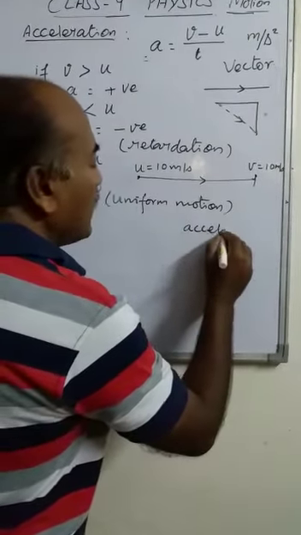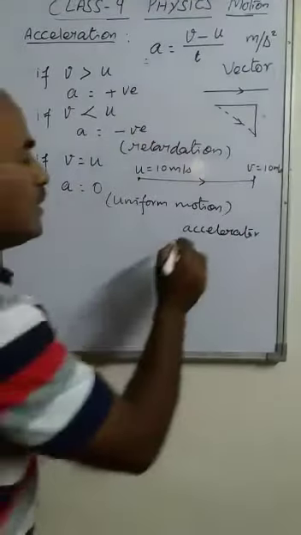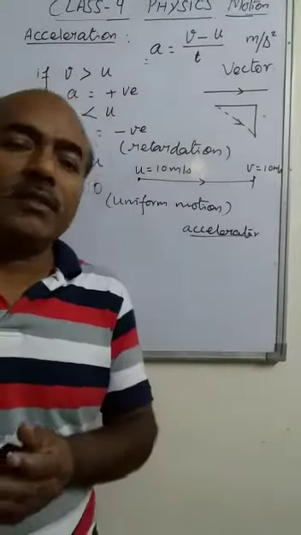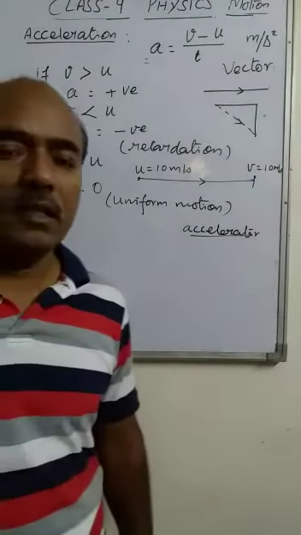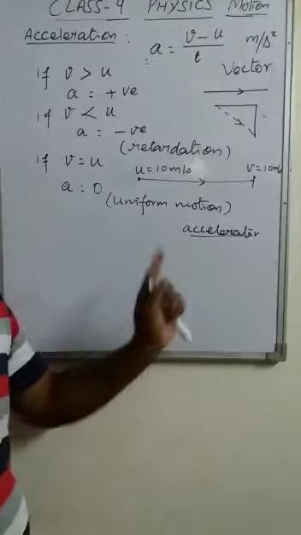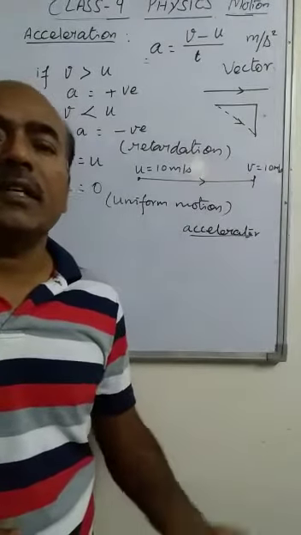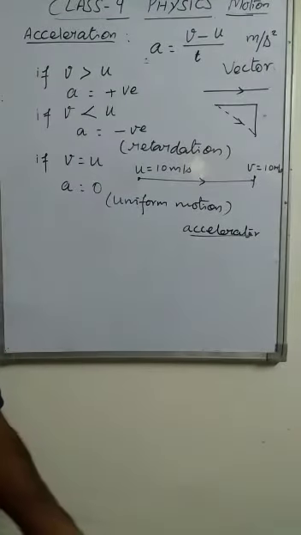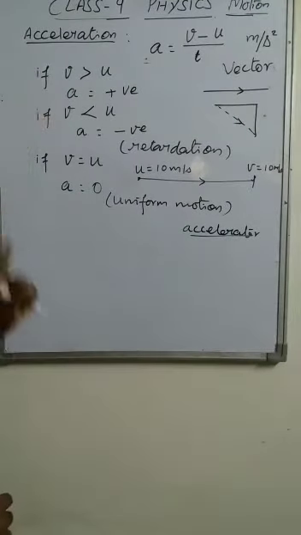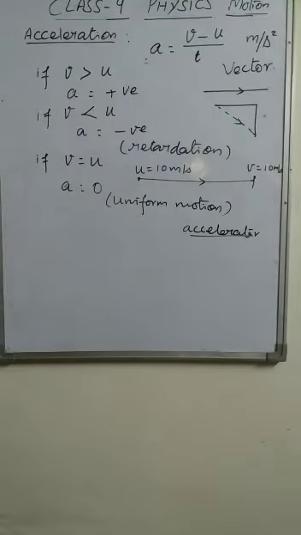It is accelerator. From the word acceleration, the word accelerator is used. In a two-wheeler vehicle also, there is a handle at the right side. If you turn that handle, you will find the speed of the vehicle continuously changes, either decreasing or increasing. So that is the acceleration. So these are the three cases for acceleration, and that is retardation.